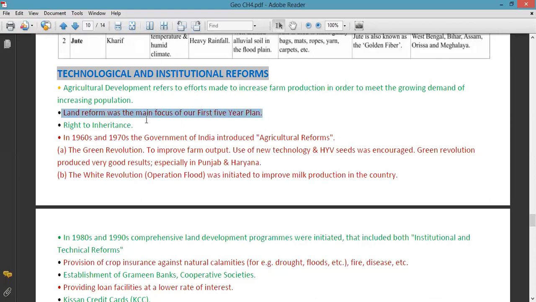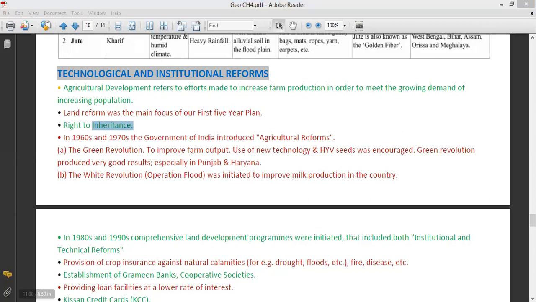Next reform, right to inheritance. Right to inheritance means, have you heard this word in history? Anyone? What do you mean by right to inheritance? Definitely it cannot be new to you. Inheritance.